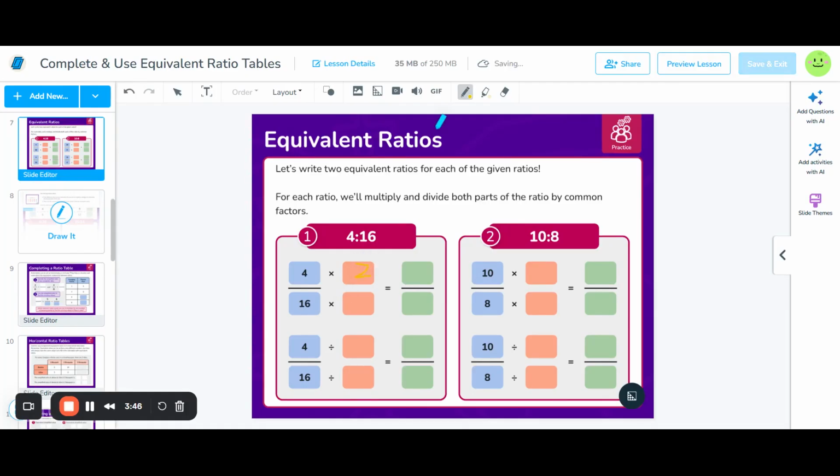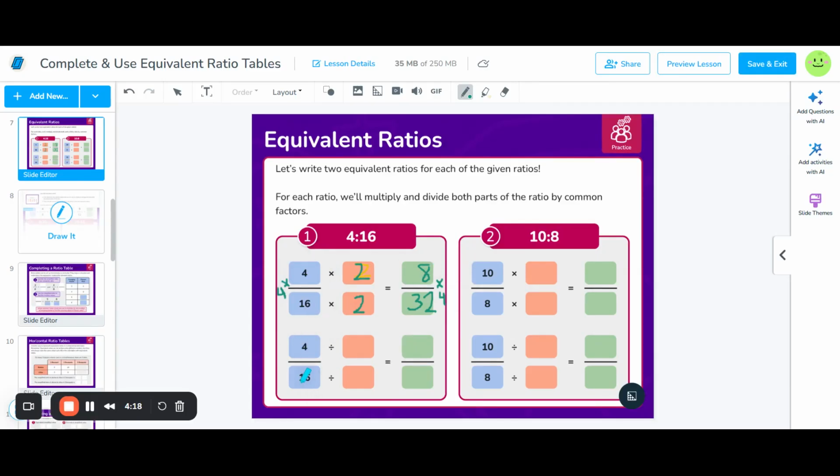Okay, so 4 times 2 is 8. We're going to use the same number. 16 times 2 is 32. If you look at this, you can see that 4 times 4 is 16, just like 8 times 4 is 32. I'm going to mark that down here. So that's what's making it equivalent, that it's getting multiplied by the same number.